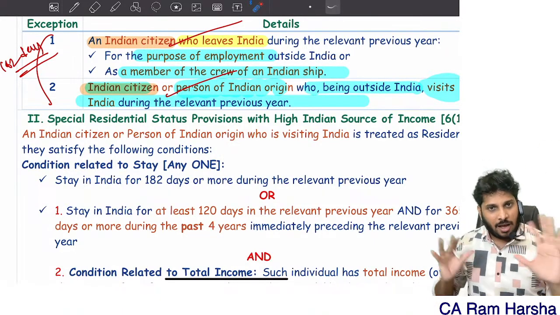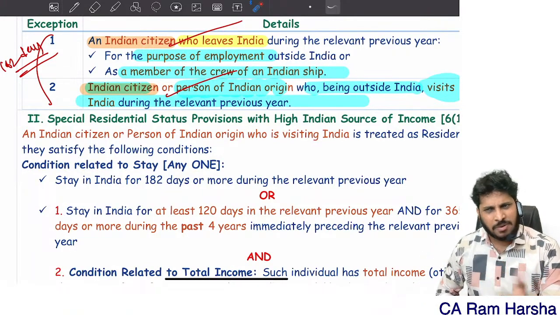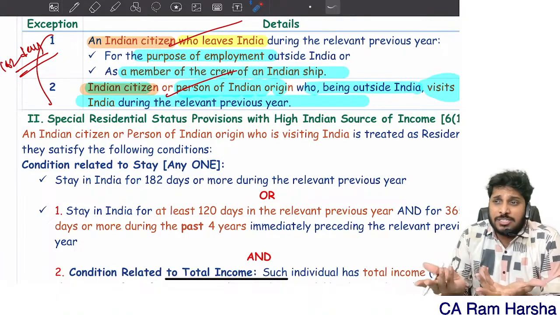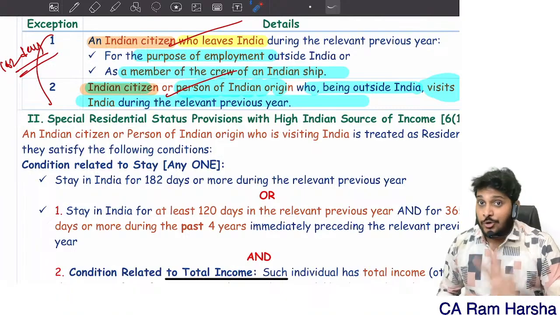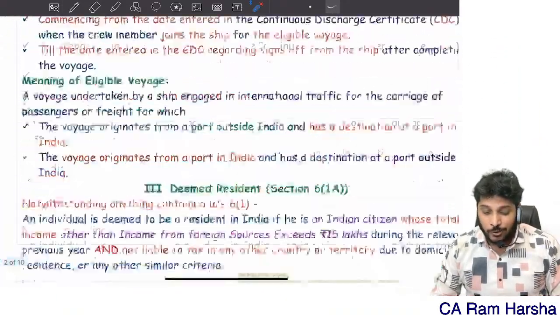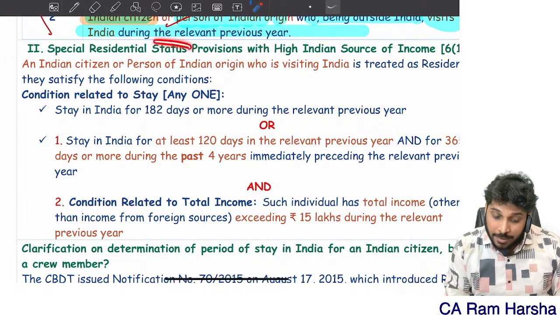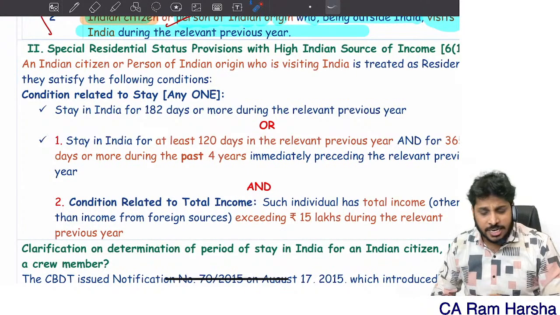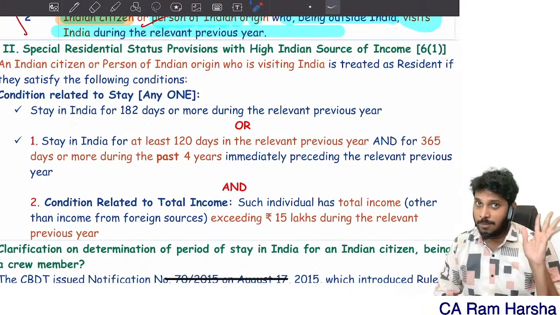Suppose, sir, I am an individual, B1 182 not satisfied, B2 not applicable for me. So am I non-resident? No. You are not directly non-resident. You have to check category 2. You have to check category 2, whether you may be a resident as per special residential status. What is special residential status? Here you are a resident because you are having high Indian income.